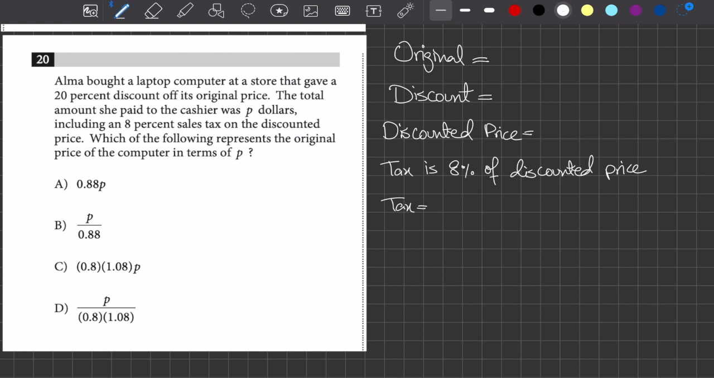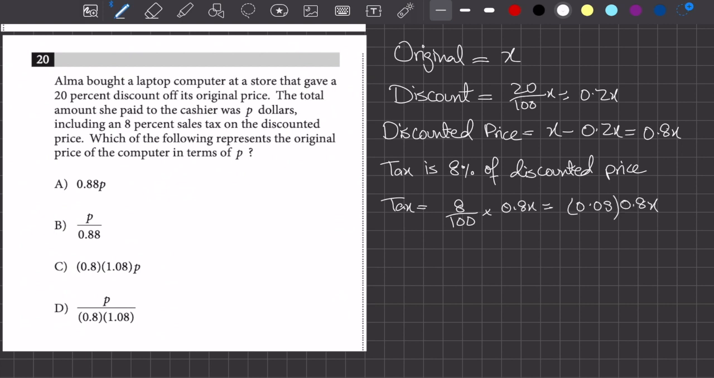For question 20, let's say the original price is x. The discount is 20% of that, so 0.2x. Therefore, the discounted price is 0.8x. Tax is 8% of the discounted price. And P, the price paid, will be the discounted price plus tax, yielding this expression. Rearranging the expression to make x the subject, we get the answer option D.